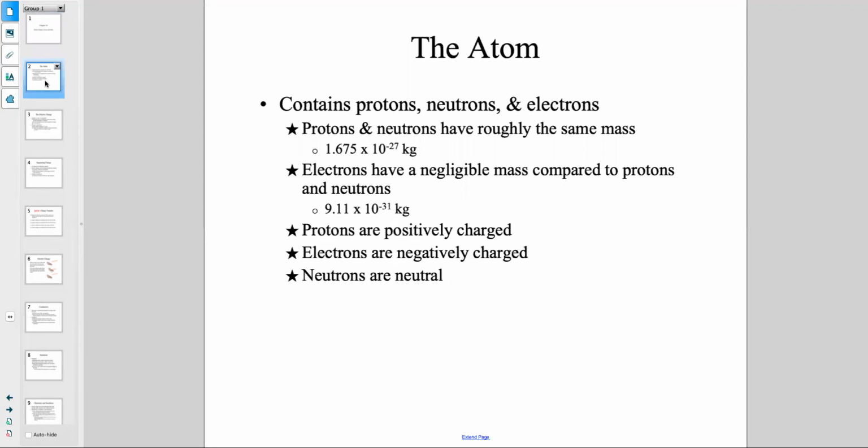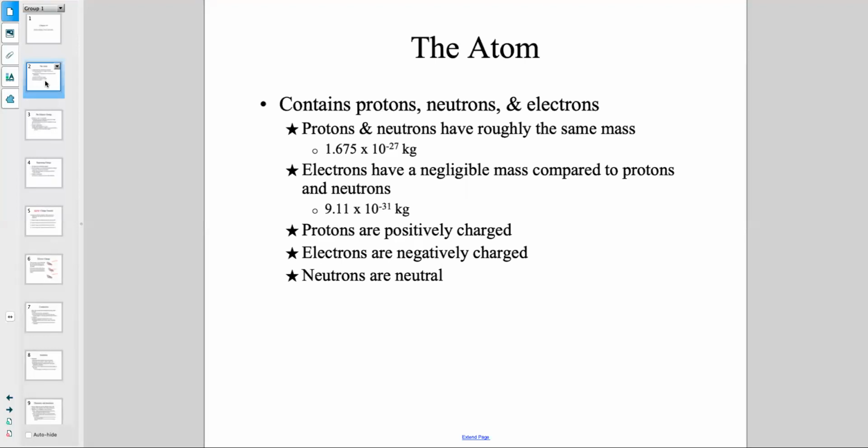They contain protons, neutrons, and electrons. Protons and neutrons have roughly the same mass, about 1.67 times 10 to the negative 27 kilograms, so it's very, very small. And electrons have a negligible mass compared to the protons and neutrons. They're about 10,000 times less, so about 9.11 times 10 to the negative 31.